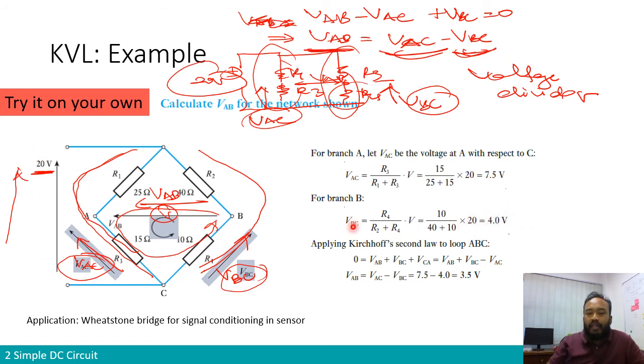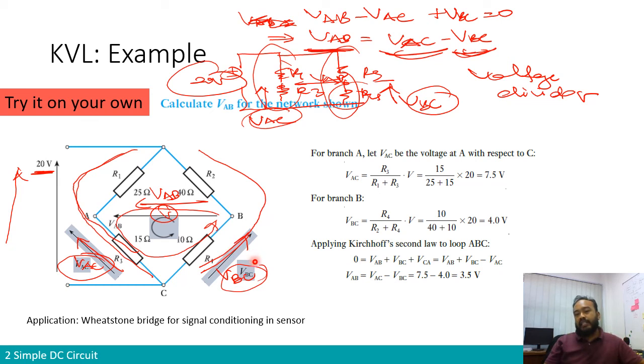So in VAC you have 7.5 volts, and in VBC you have 4 volts. Going back to the KVL you have written just now, VAB equals VAC minus VBC. So you just plug in the VAC that you have found: VAC is 7.5 minus VBC is 4. Therefore, you will find that VAB, if we put a voltage measurement between point A and point B, we will get 3.5 volts.